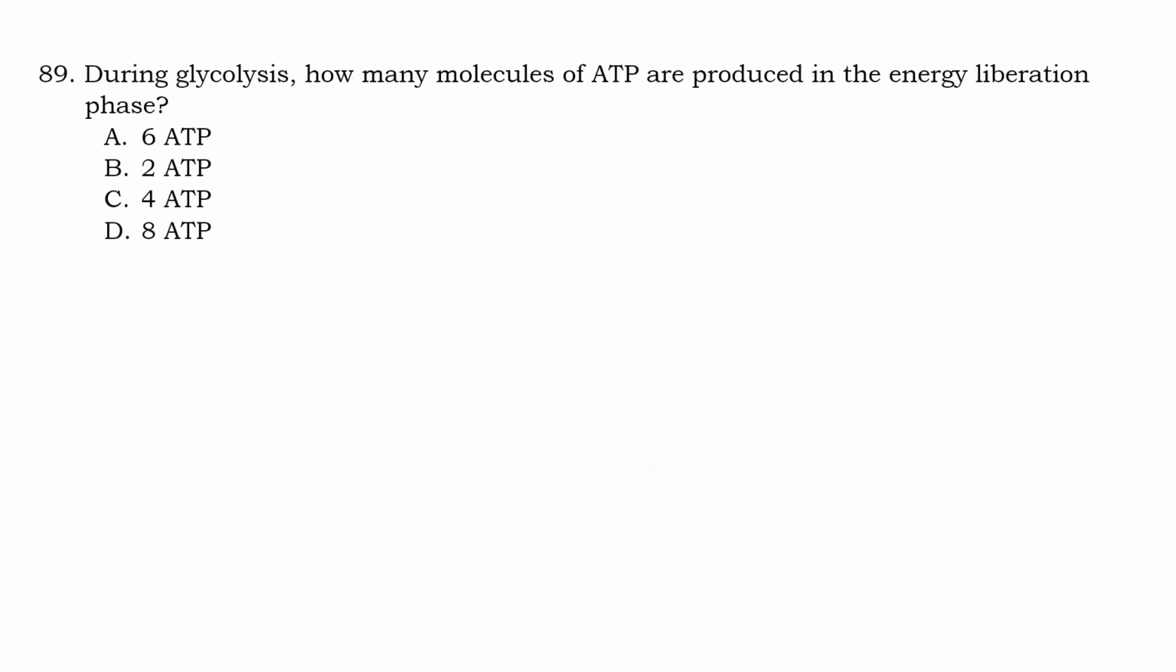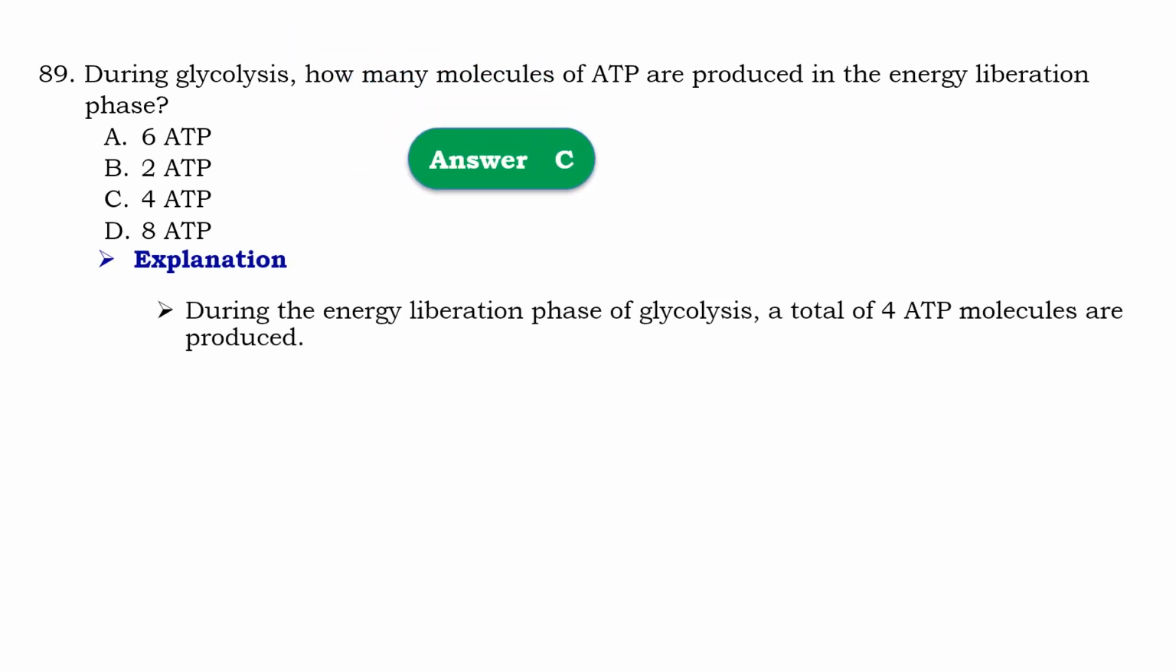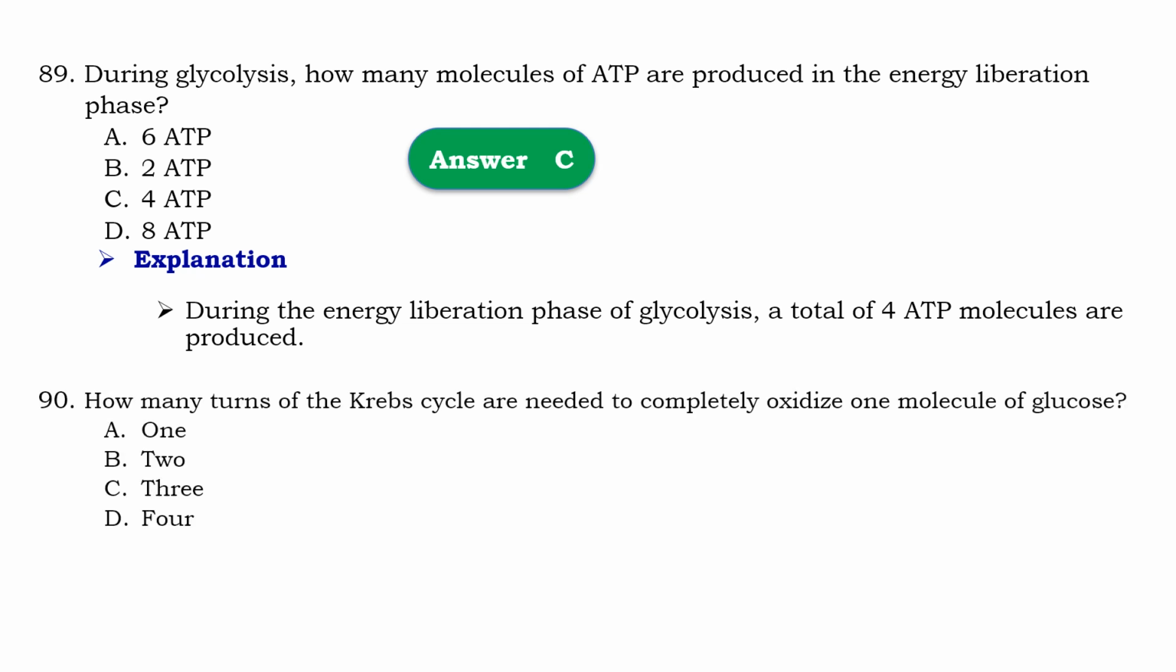Question number 89. During glycolysis how many molecules of ATP are produced in energy liberation phase? So that should be C, 4 ATP. Means that during energy liberation phase of glycolysis a total of 4 ATP molecules are produced.